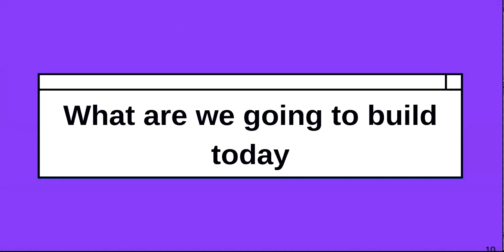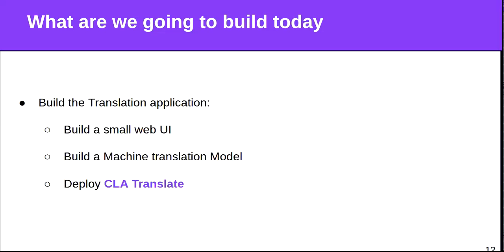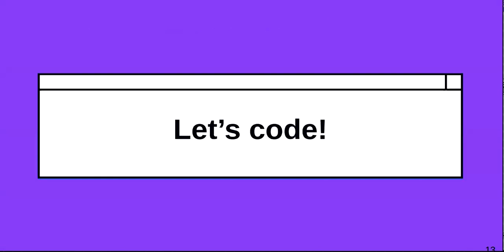This can bring us to talk about what we are going to build today. Today we are going to build CLA Translate, which is a web application for machine translation. We're also going to discover Anvil, which is a framework used for deploying web applications using only Python. Exactly what we are going to do is build a translation application by building a small, simple web UI, and then building a machine translation model and deploying CLA Translate, and all of this using only Python and also Anvil, which is a Python library and solution component as well. So let's start coding here.